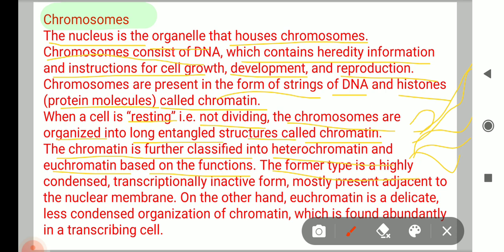the function. The former type is a highly condensed, transcriptionally inactive form, mostly present adjacent to the nuclear membrane. On the other hand, euchromatin is a less condensed organization of chromatin which is found abundantly in the transcribing cell. Means heterochromatin is a highly condensed, transcriptionally inactive form and mostly present adjacent to the nuclear membrane, whereas euchromatin is a less condensed organization of chromatin, found abundantly in transcribing cells.